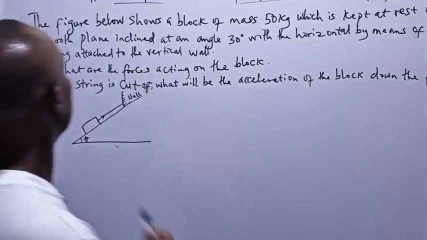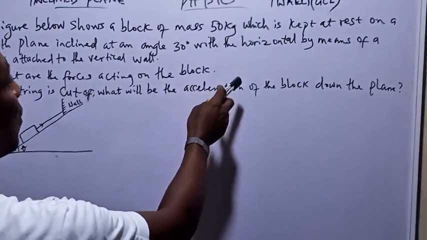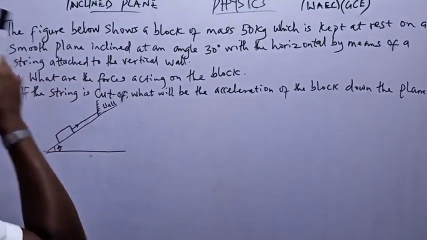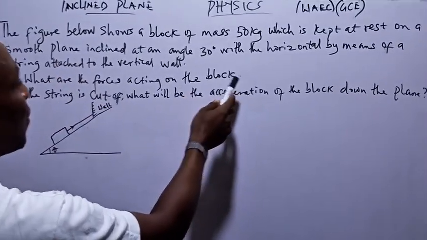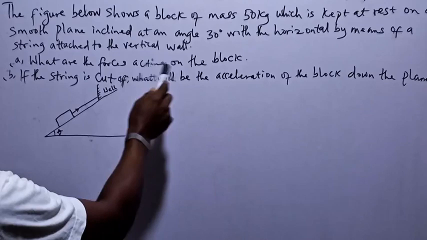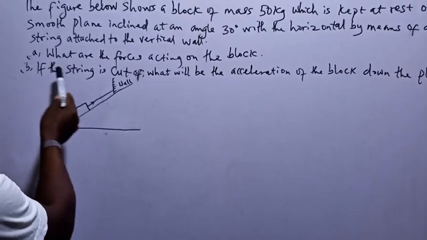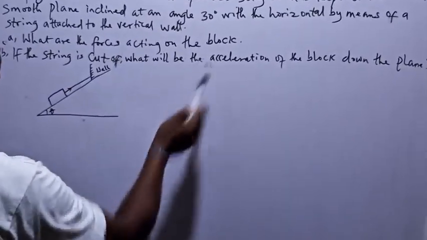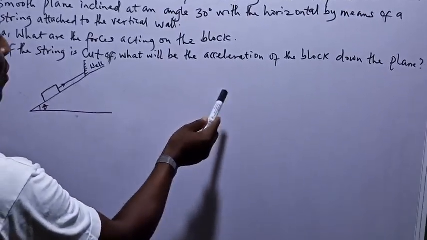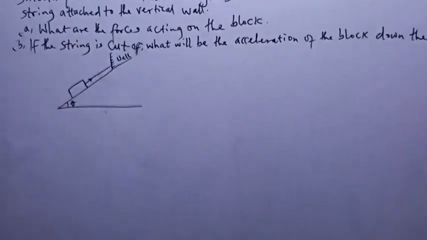Now we have here the figure below shows a block of mass 50 kg which is kept at rest on a smooth plane inclined at an angle 30 degrees with the horizontal by means of a string attached to the vertical wall, just as shown here. The question is A. What are the forces acting on the block? B. If the string is cut off, what will be the acceleration of the block down the plane? This is actually a GCE question.